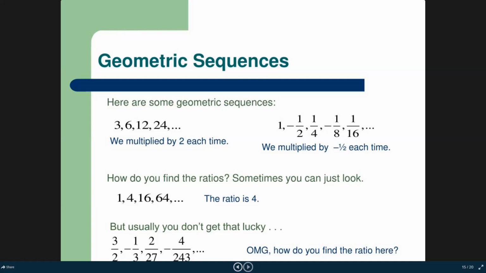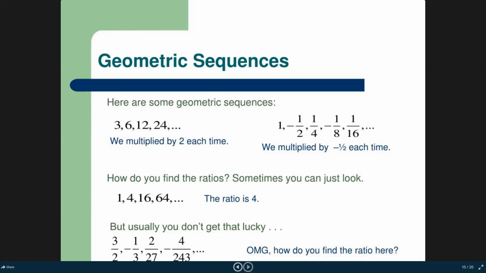Sometimes you multiply not by a whole number, you can multiply by a fraction. As you see in the second case, you are multiplying by negative a half, and that produces an oscillating and converging sequence. In every case, you notice the number you multiply by is the same every time.